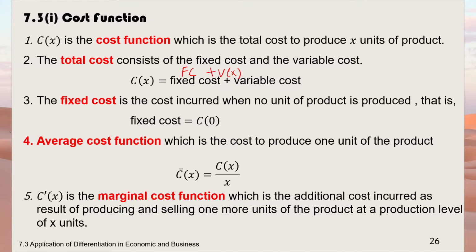Then we have the average cost, which is the cost to produce one unit of the product. It is just an estimate. Let's say the total cost to produce 100 units is 1000 RM. So you can say that producing one unit costs on average 10 ringgit.